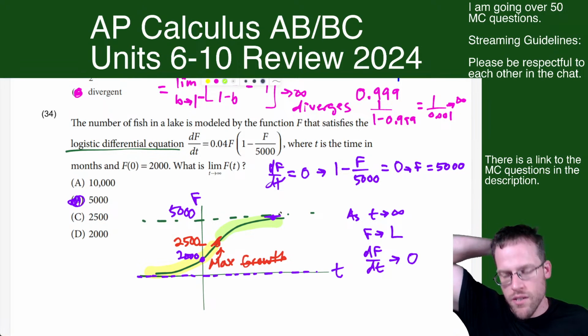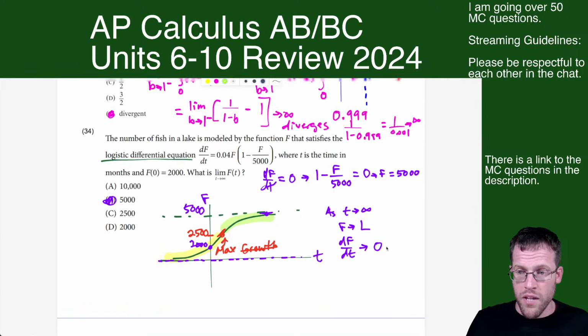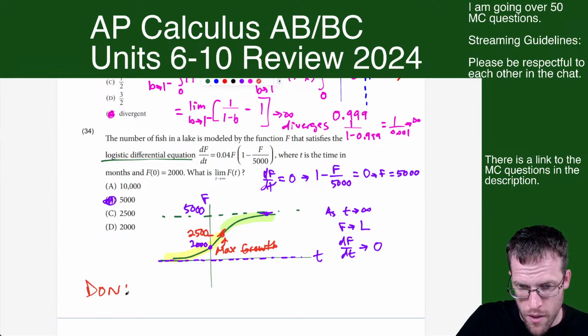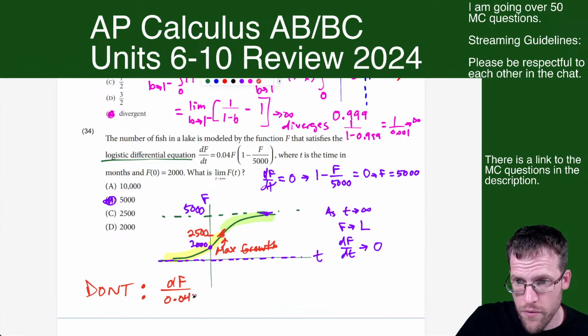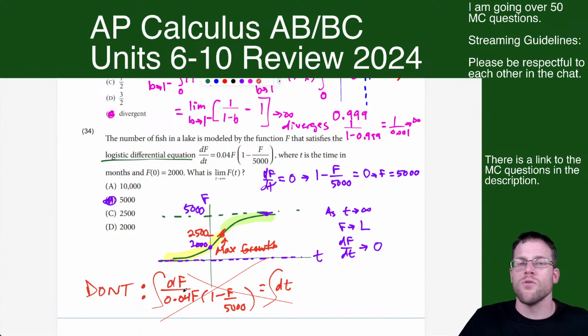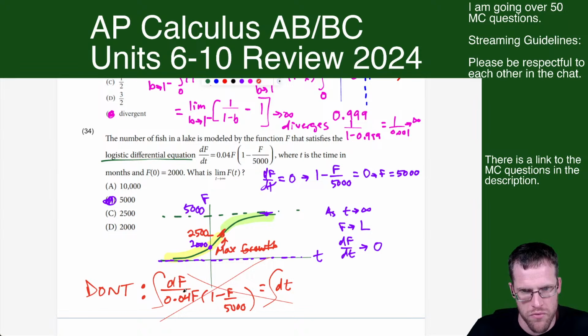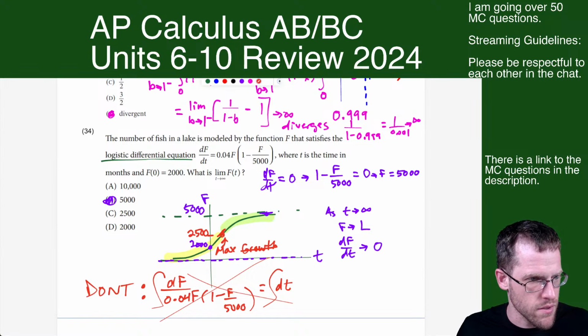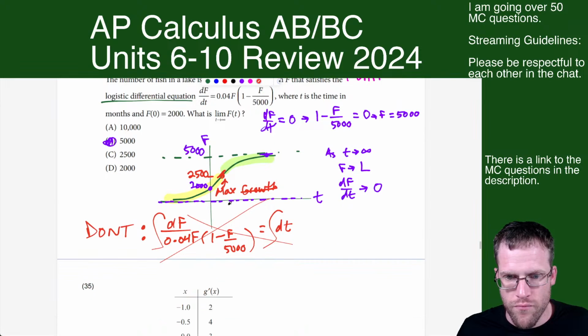The whole idea with these questions is not to actually do this by hand, right? What they don't want you to do, I'm going to tell you this, please don't, because you're going to lose all the time. Unless they ask you, but don't do this. Don't go, oh, df over 0.04f times 1 minus f over 5000 equals dt, and then, cool, partial fraction. No, that's going to take too much time. You can do it if you want, but you're going to basically just run out of time. So they want you to just use the properties of the graph. That's the really big idea that you want to use here. All right. So this one is done.